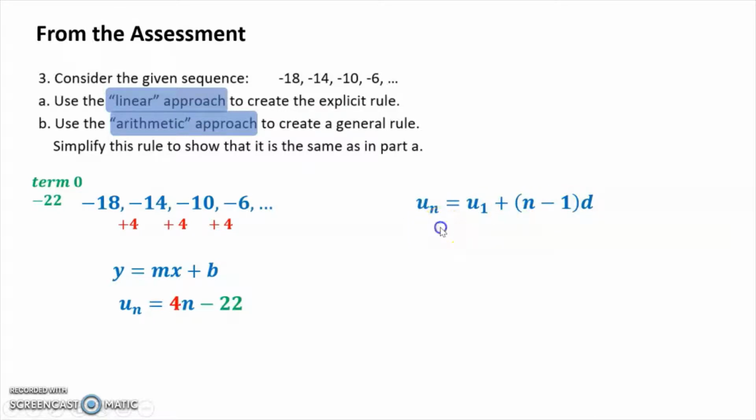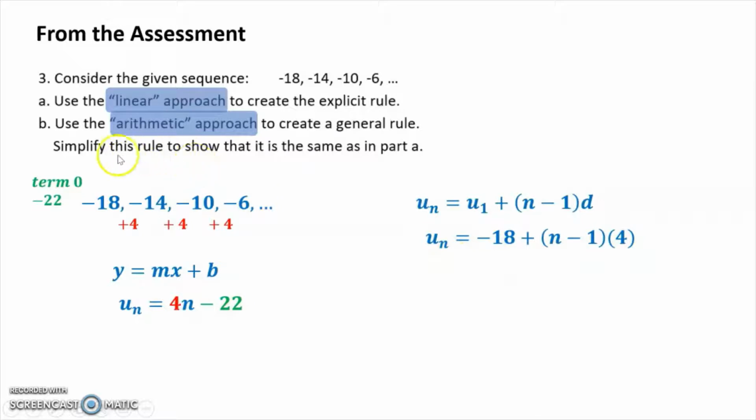Now let's put in the values we know. We know our first term is negative 18, so it goes here, replacing u sub 1. N minus 1 remains, and our d value is the name for that slope number, that constant change. In this case, it's called the common difference, the difference between terms, and we substitute 4 for d. We put parentheses around that to make sure we know this is multiplication.